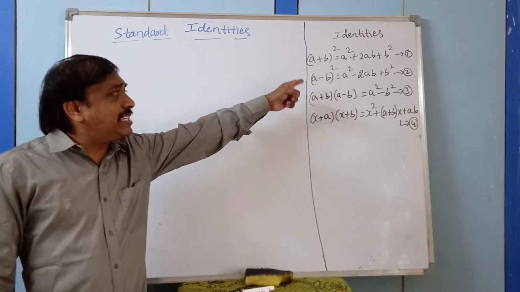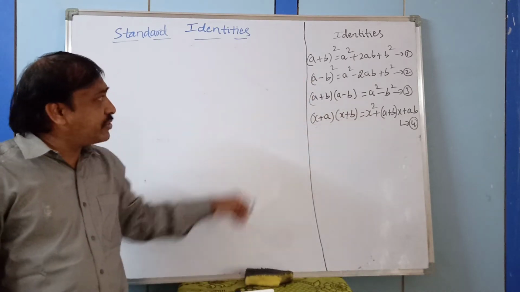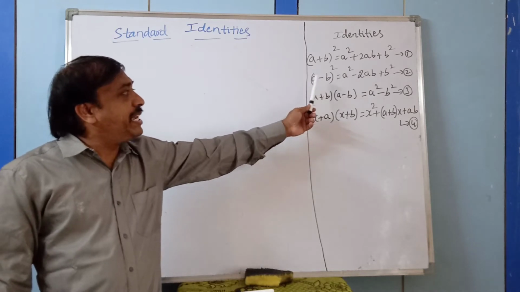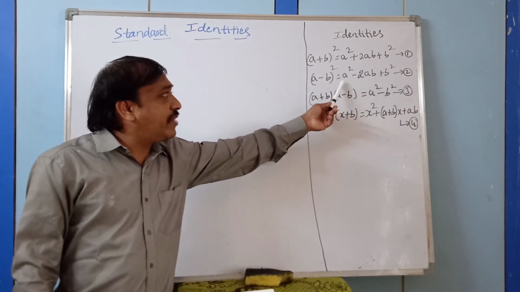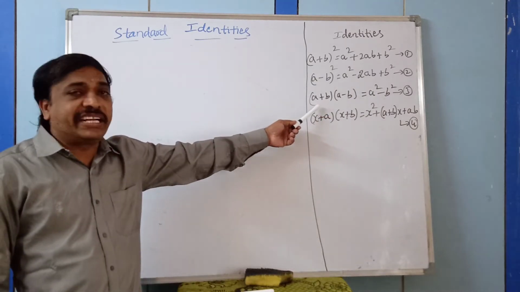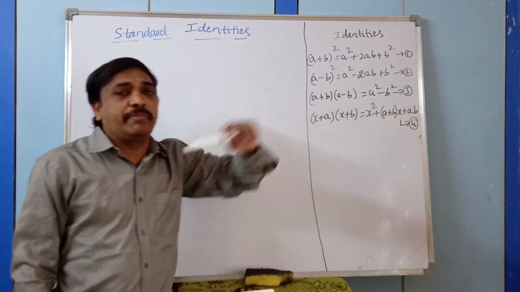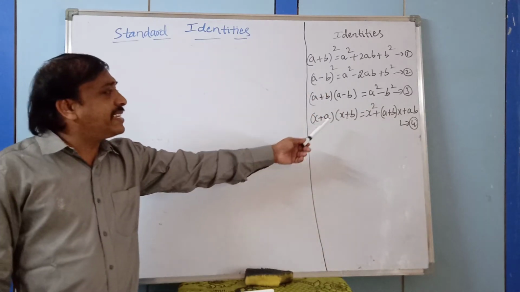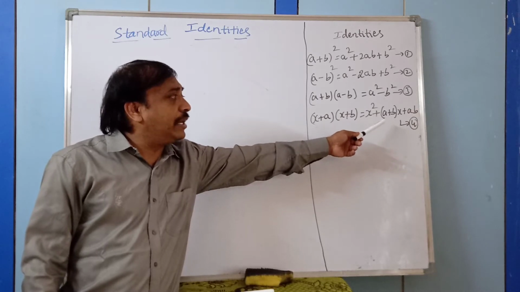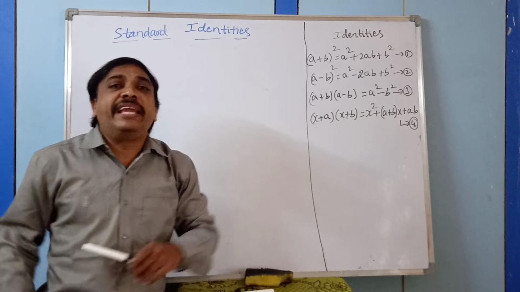One is (a plus b) whole square is equal to a square plus 2ab plus b square. This is the first identity. The second identity is (a minus b) whole square is equal to a square minus 2ab plus b square. And the third identity is (a plus b) into (a minus b), which will be equal to a square minus b square. And (x plus a) into (x plus b) is equal to x square plus (a plus b) into x plus a into b. That is, ab is nothing but a into b.